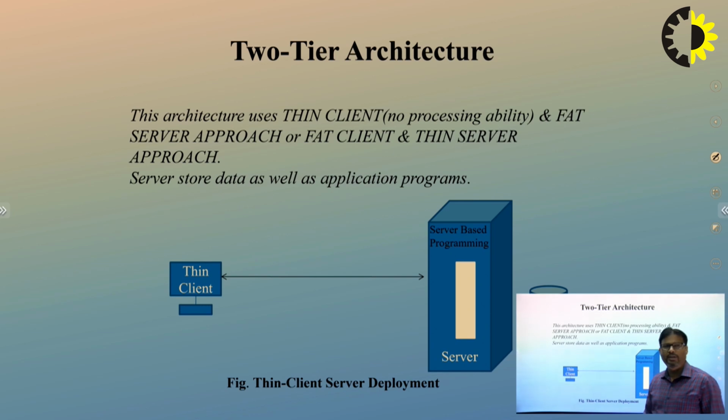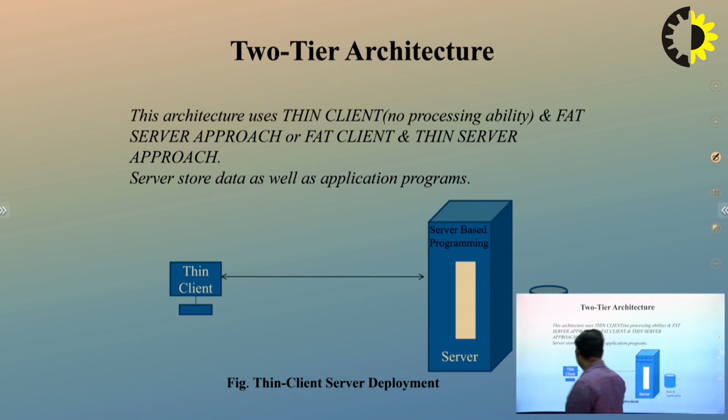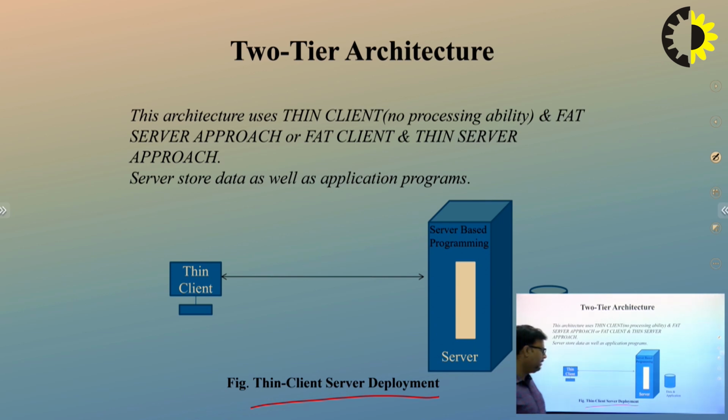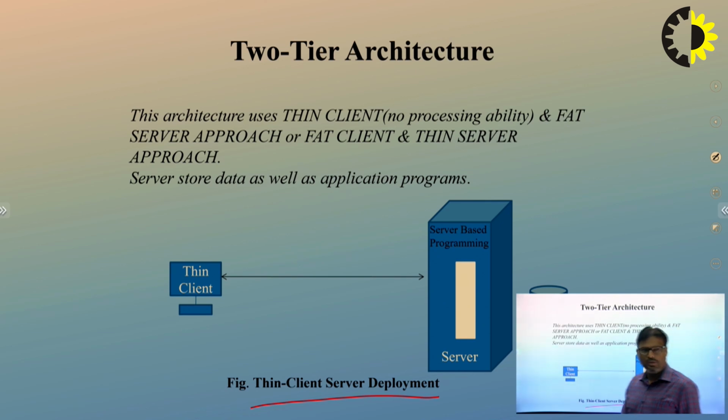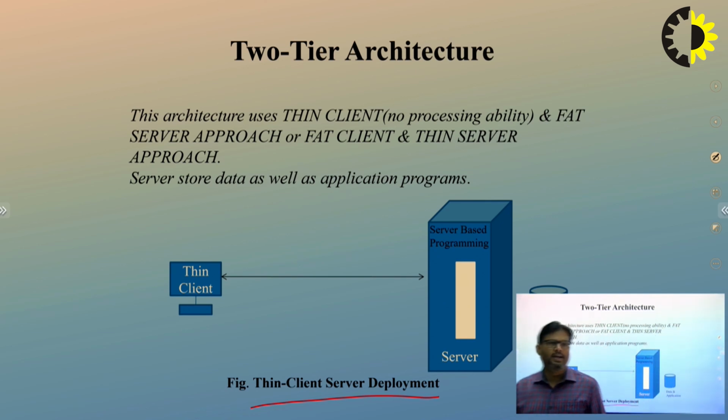Second thing, two-tier architecture. This is called a thin client server deployment. Here, this architecture uses a thin client with no processing ability and a fat server approach, or a fat client thin server approach. The server always stores the data as well as the application program.